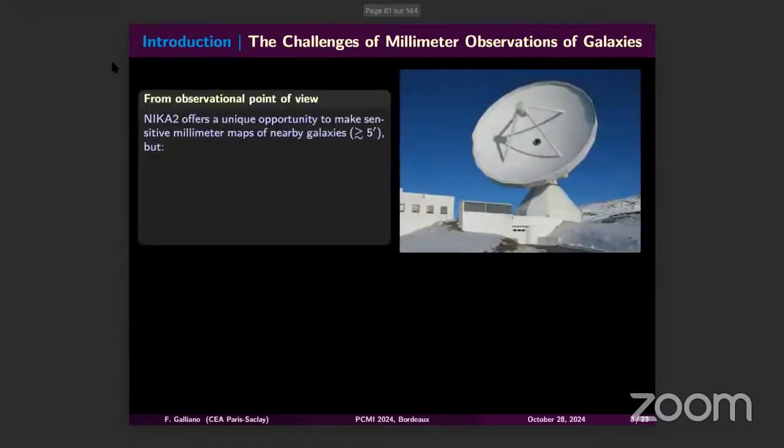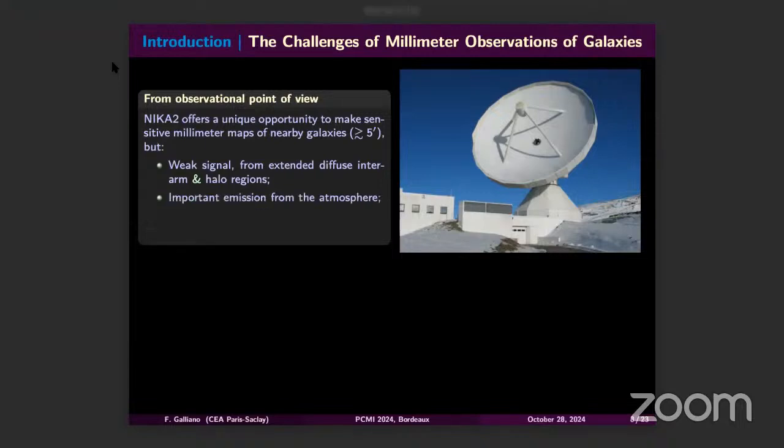The issue with NIKA2, and with a lot of the millimeter observatories, is that it really offers a unique opportunity to make sensitive maps of large regions of galaxies that are above 10 arc-minutes in size. But the signal is quite weak, and there is an important contribution from the atmosphere that needs to be removed. So we suffer from a problem of filtered flux, which means that when we reuse the data, we need to use the information from other observatories such as Planck or IRAM to recover the diffuse emission that we are missing.